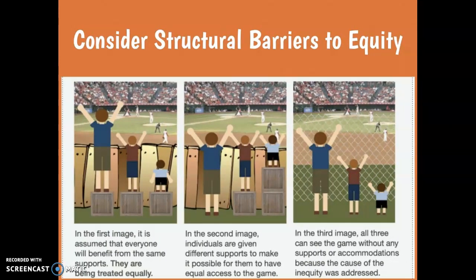The last feature of the Center for Urban Education's list for creating equity-minded classrooms is to acknowledge the structural barriers that exist to equity. Again, if this is a new idea to you, I encourage you to pause and have a look at this graphic and to consider how we move from the ideas of equality to ideas of equity, and how the graphic demonstrates that there are structural barriers that can be removed so that all of our students can be successful.